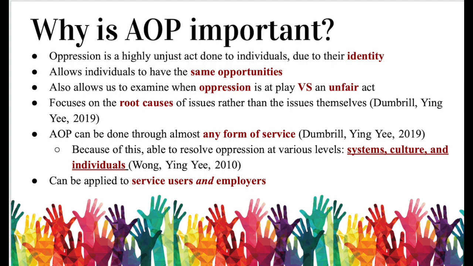So, for example, it can be done at child welfare agencies or counseling agencies, and can also be done at different levels. So, for example, the frontline social worker, all the way up to the head of a social work organization. So because of this, we're able to resolve oppression at various levels, including systems, cultures, and individual levels. It can also be applied to service users and fellow workers as well. So this helps to ensure that both the service user is taken care of, and also the workplace environment is an equitable and safe space to work.